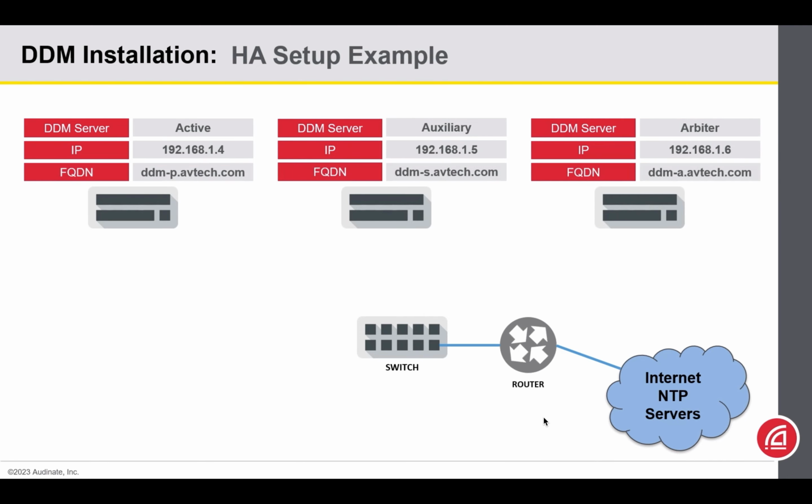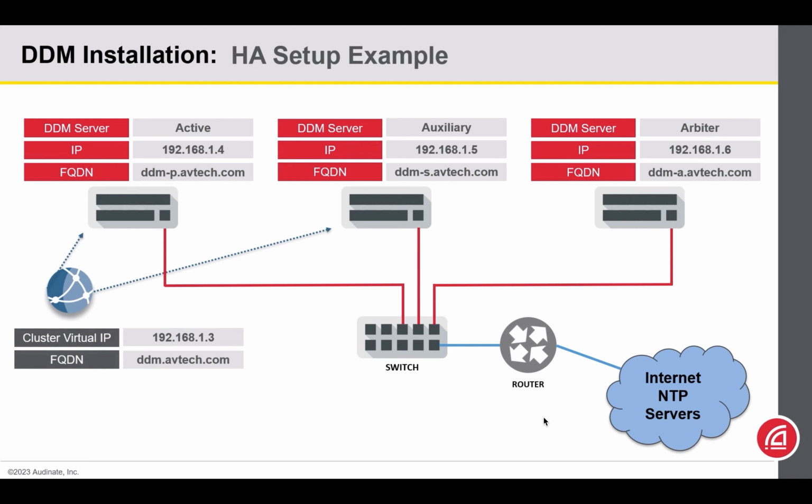Then we set a fully qualified domain name for each one, and then the cluster gets a virtual IP address and a virtual domain name, which is what the devices are registering when they are enrolled into domains. So, they are not actually registering with the active or the auxiliary server. They are registering with this virtual IP address.